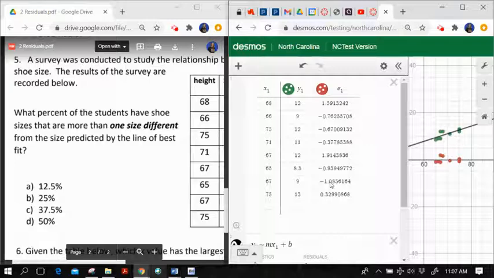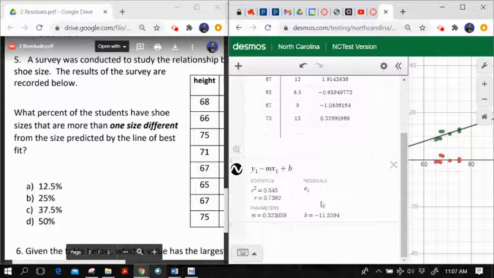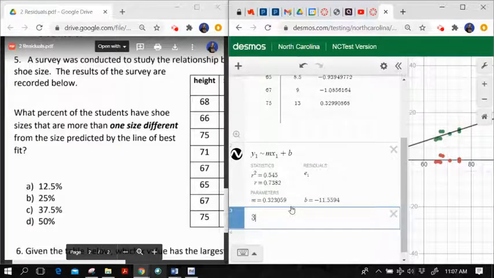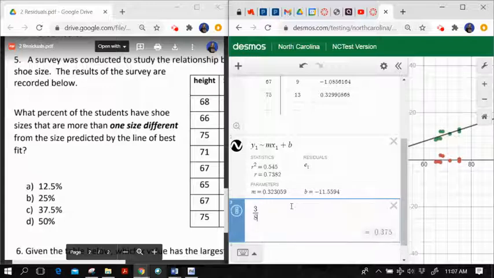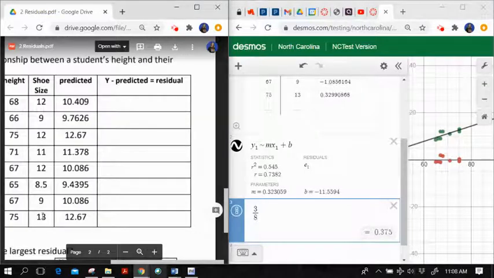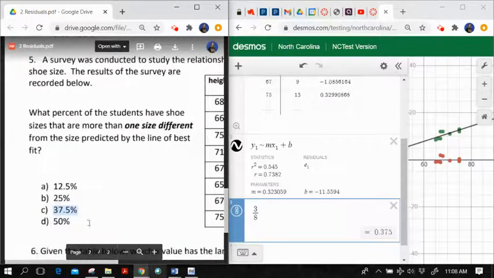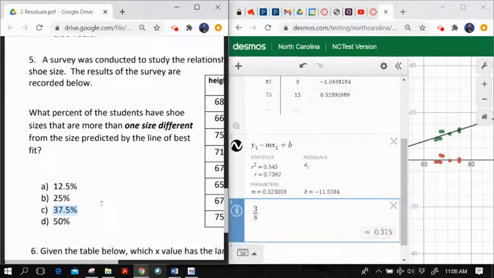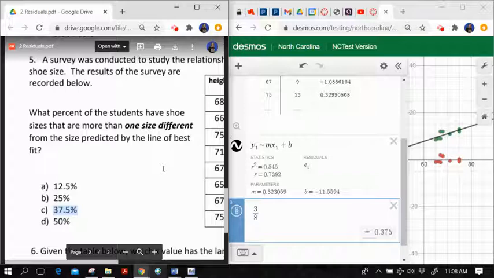Okay, so 3. And then in order to find the percentage, I need to do 3 divided by the total number of people, which is 8. And if I can just type that right in Desmos here, 3 divided by 8 is 0.375, which is option C, 37.5%. All right, and that's it, guys. We are going to wrap up this lesson so that you can do some more practice with residuals in your Desmos calculator.